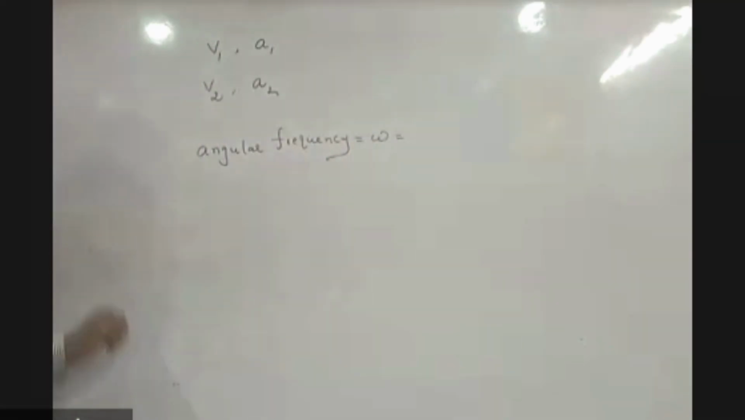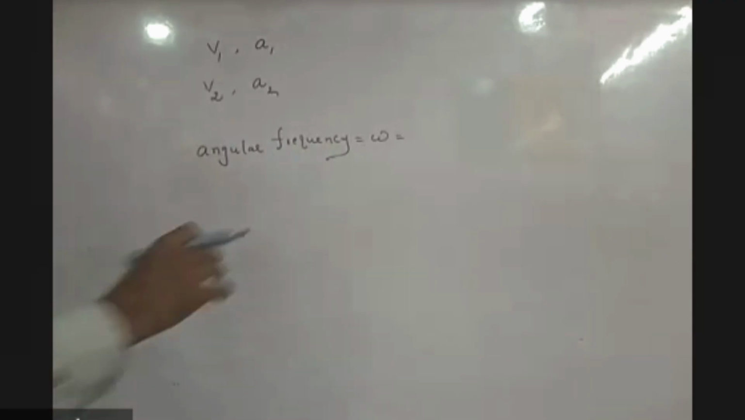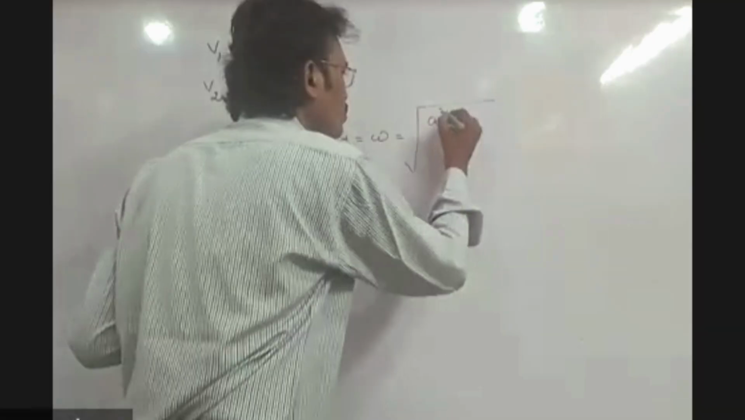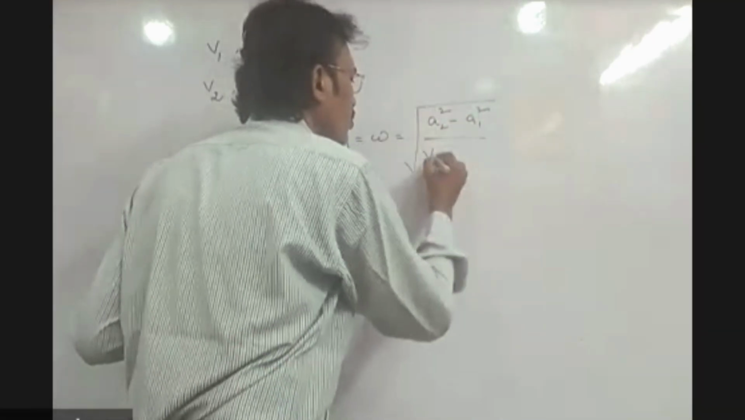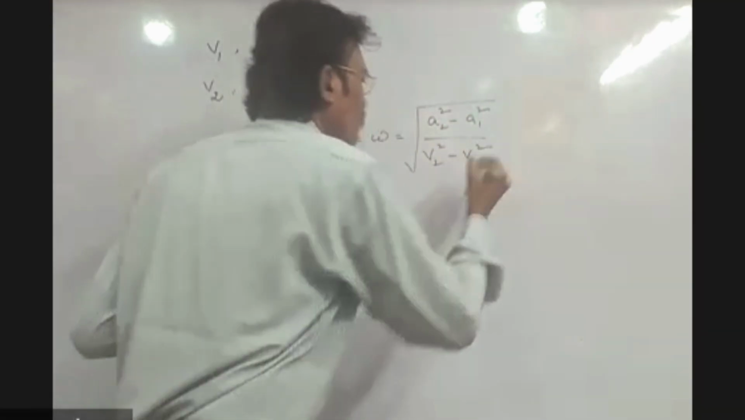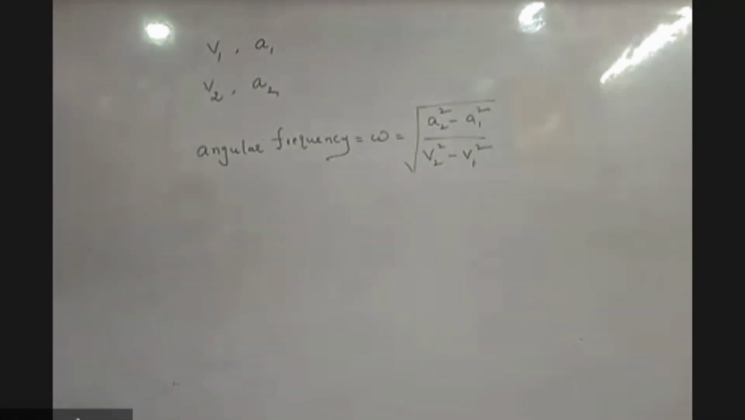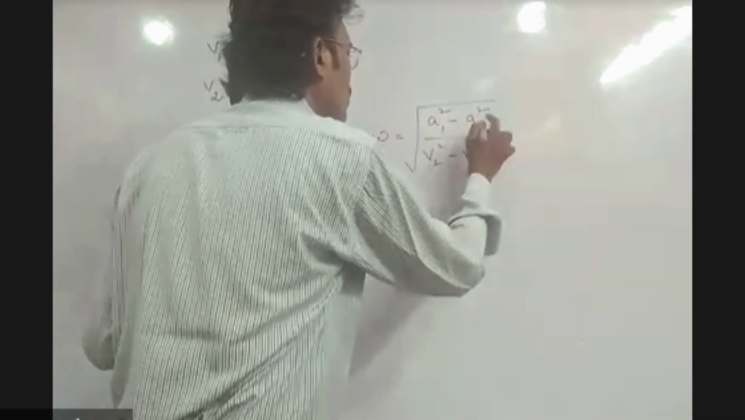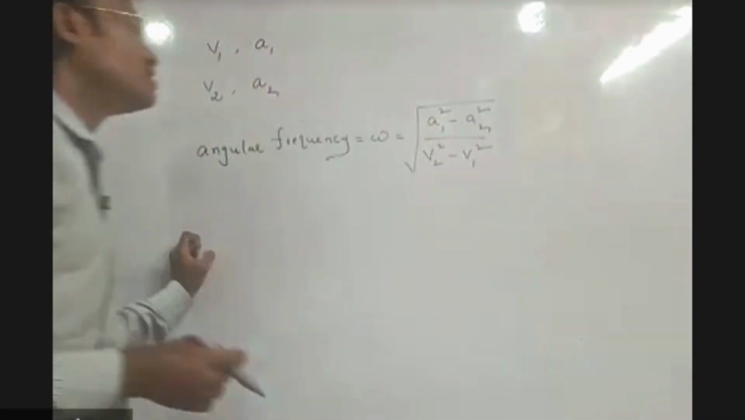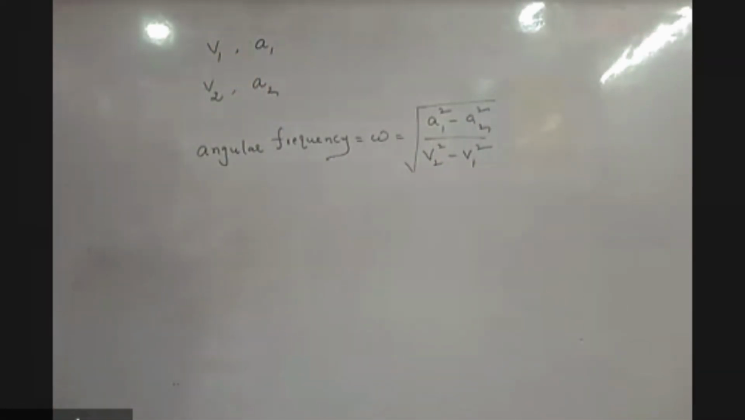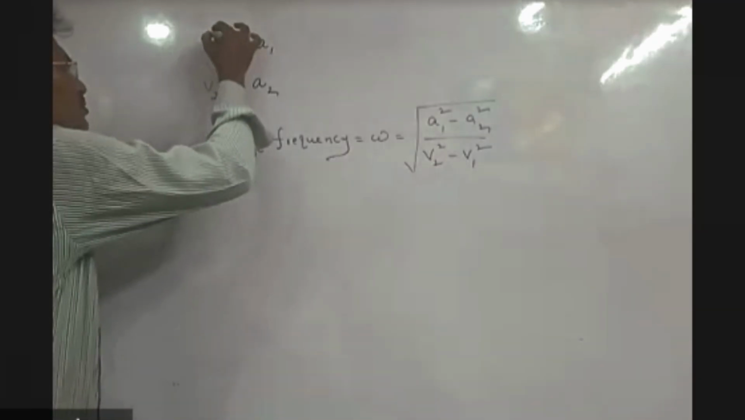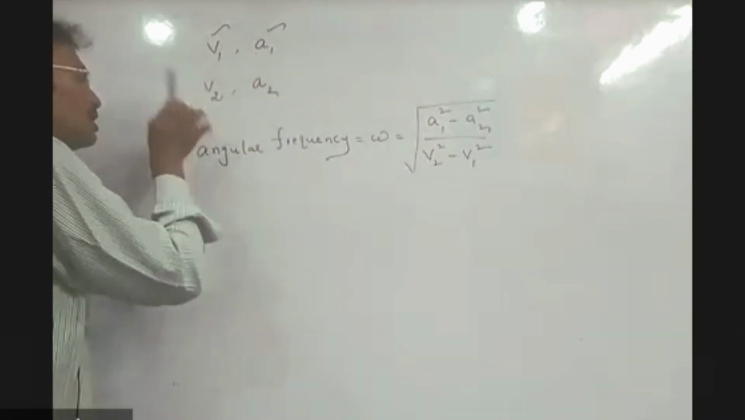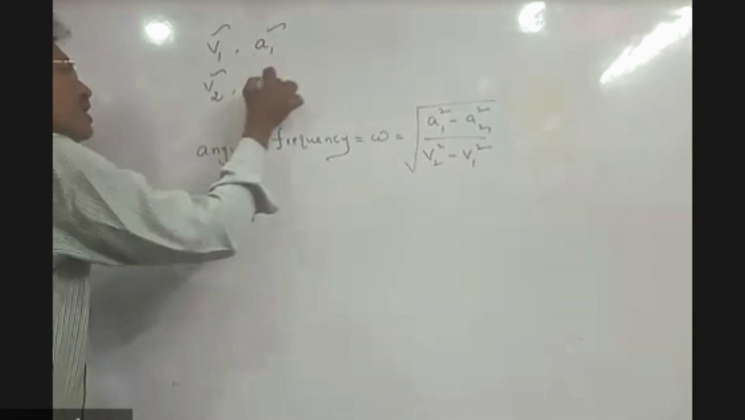Generally, angular frequency is represented with omega, and here the formula is root over a2 square minus a1 square by v2 square minus v1 square. That's the formula. Otherwise, you can say a1 square minus a2 square by v2 square minus v1 square. So at one particular position, velocity is v1 and acceleration is a1, and at another particular position, velocity is v2 and acceleration is a2.